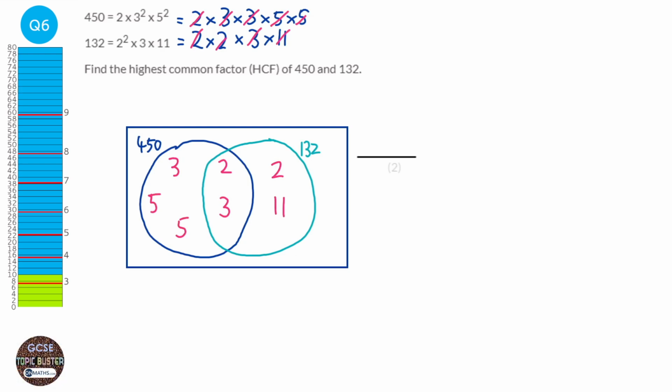So to find the highest common factor, as I said, you multiply all the numbers that are in the middle. And so the highest common factor will be 6.